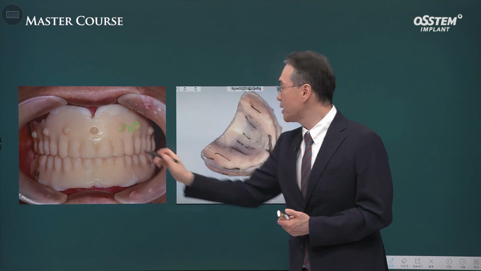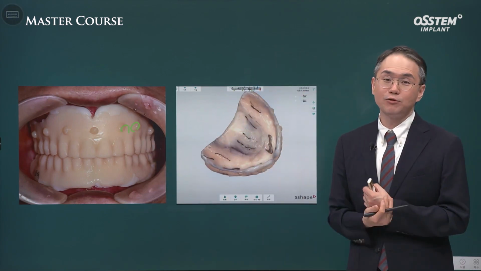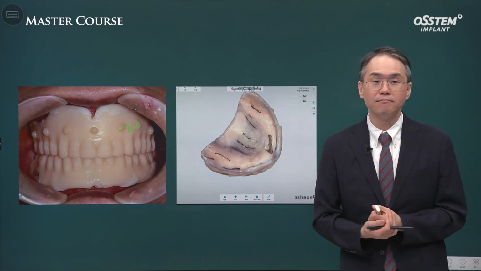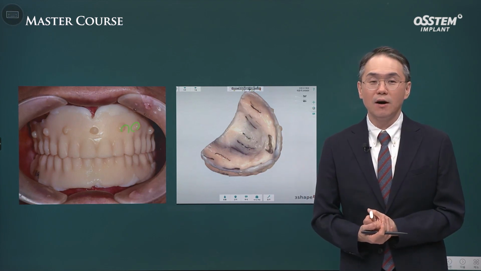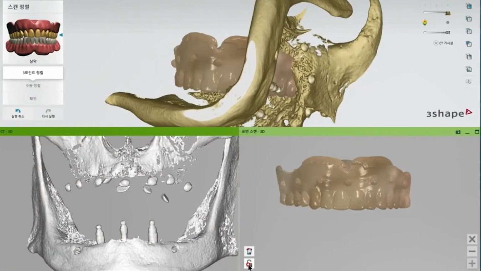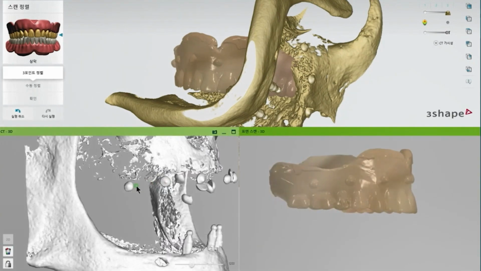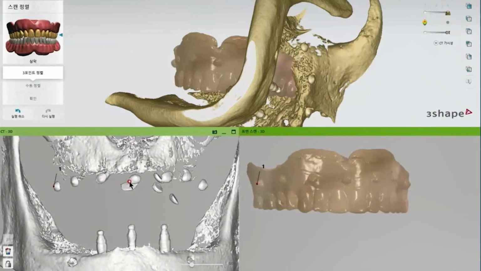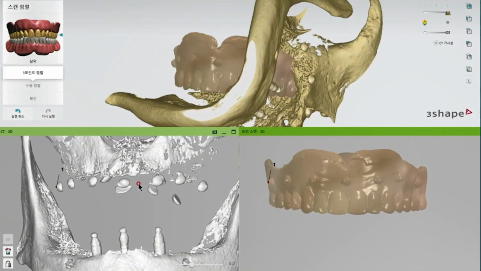The denture with radiopaque markers is scanned. The external and internal surface as well as the occlusal surface is scanned, and the OneGuide team can do implant planning using this. A CT image: if you look at this, the copy denture's plastic part is not shown, but the radiopaque markers are reflected.